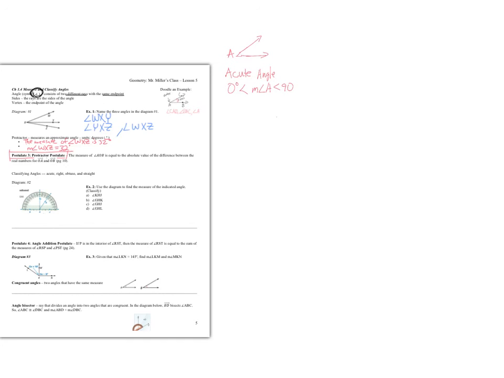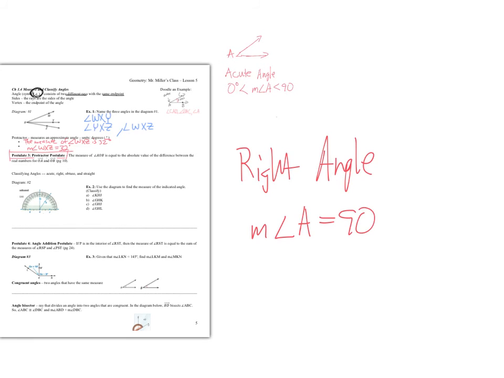Our next one is our right angle. And for our right angle, the measure of angle A is going to be equal to 90 degrees. So an example of a right angle would be like this. And I'll go ahead and put the little box in here. The box signifies that it is, yes, 90 degrees.